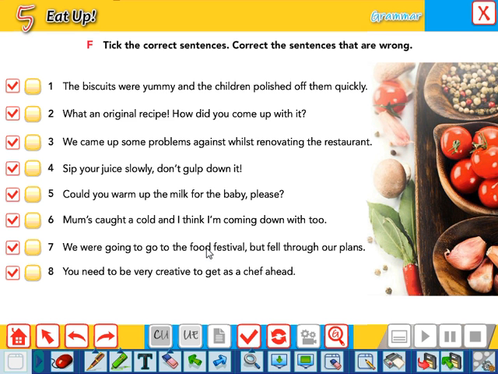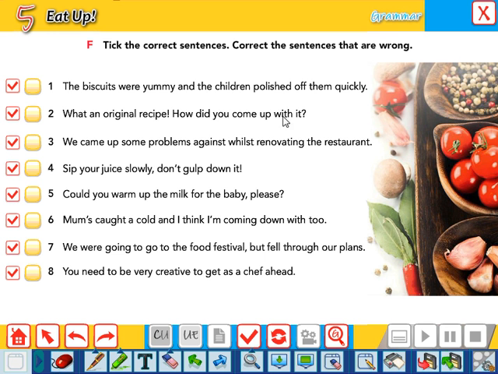Correct the sentences that are wrong. If they have wrong sentences, correct them. The biscuits were yummy and the children polished off them quickly. Is it right? Polish them off, is it right? We're going to see.